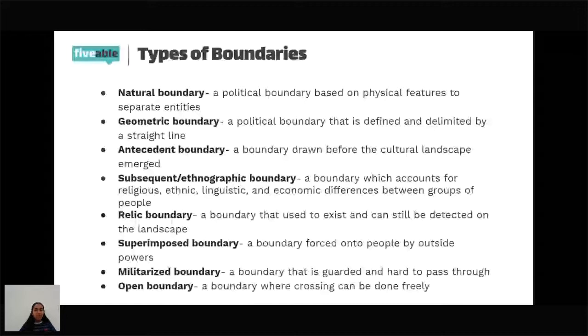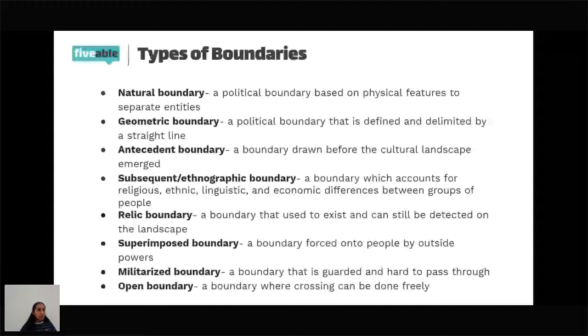A superimposed boundary was a boundary imposed onto people or forced onto people by outside powers. And the biggest example of this is just a bunch of countries in Africa. So many boundaries in Africa are actually superimposed because of the event in history called the Scramble for Africa, which happened in the 1900s. And this was a period of time where a bunch of European states such as Belgium and the UK took over large parts of Africa and divided them up however they wanted to. And what this did was that they completely ignored the existing cultural groups and they made their own boundaries. So new cultural groups were now next to each other and part of the same state. That caused a lot of conflict, and that conflict can still be seen today.